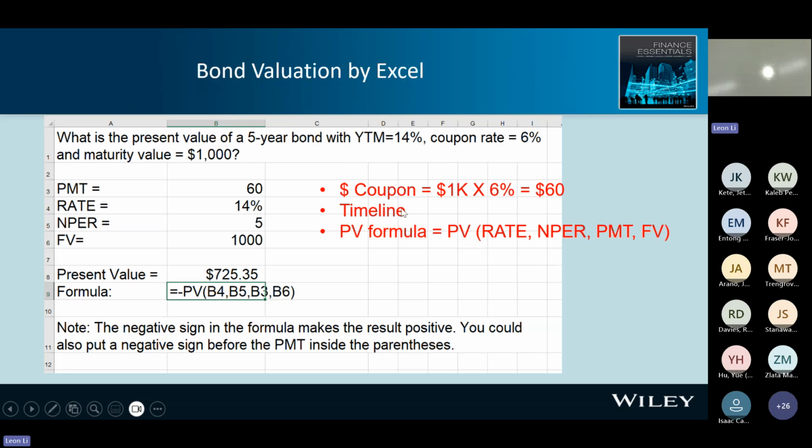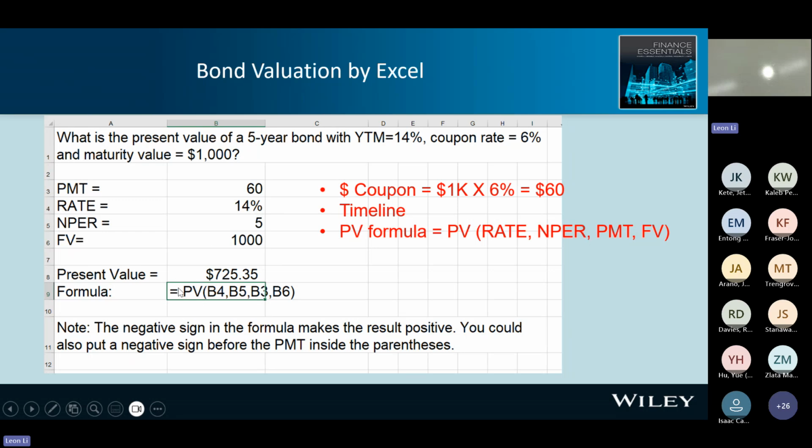Then I ask students to draw the timeline. Finally, use the PV formula in Excel. The PV function takes rate, NPER, PMT and FV. You can see I have the input variables: coupon payment 60, YTM 14%, number of periods 5, face value 1,000. Then we apply the PV formula.